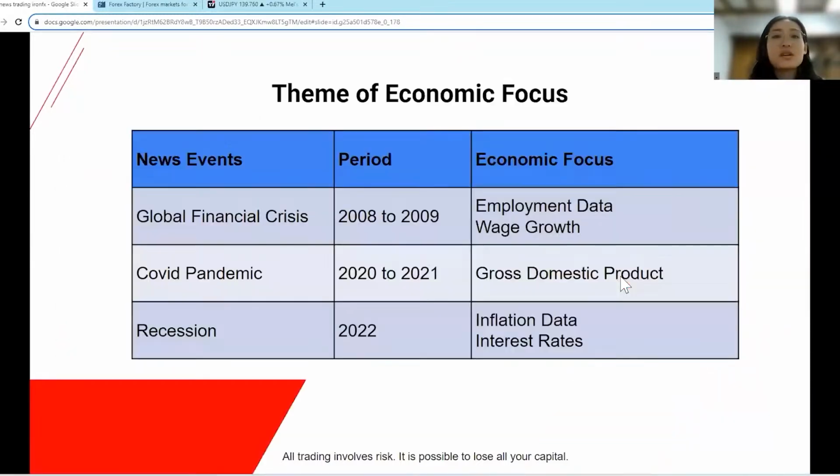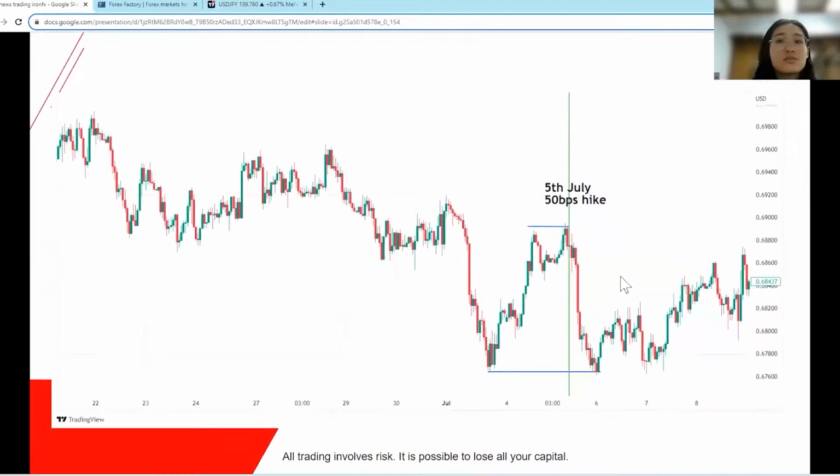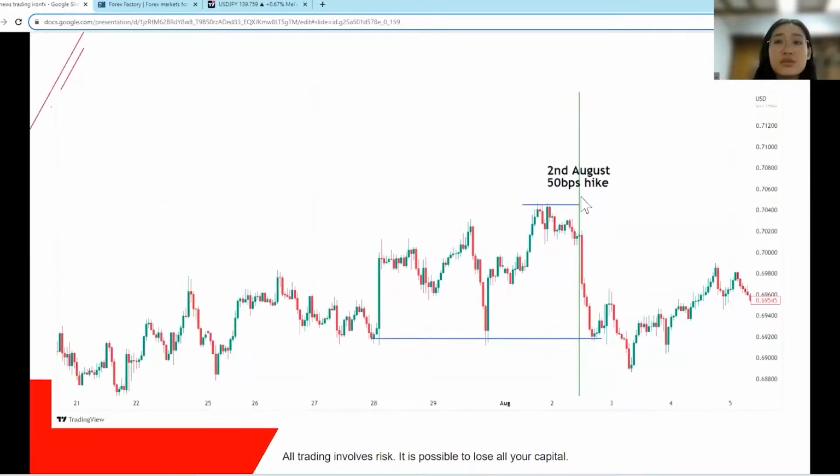Okay. Here's the 2nd of August 50 basis point hike as well. Once again, we've highlighted the resistance as well as the support levels over here. And you can see over here, even though the price increased as we saw in the previous chart, our support level is at this multiple swing low support. So we decided to place our take profit here and our stop loss level over here at the swing high.